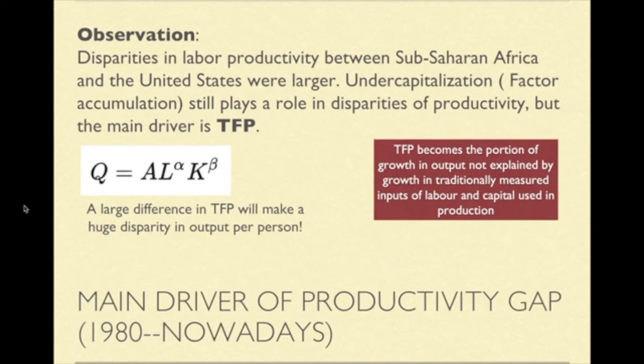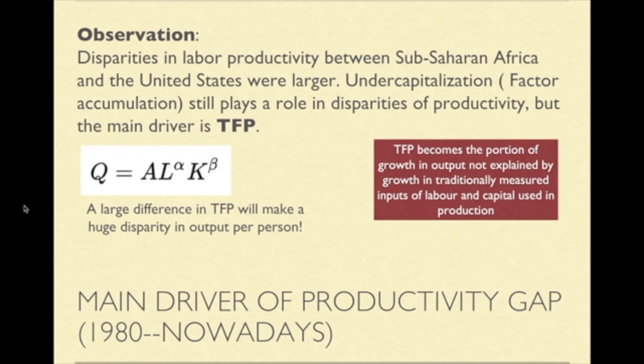And now let's look at the period after the mid-1980s. We have this observation: disparities in labor productivity between sub-Saharan Africa and the United States were larger. Undercapitalization still plays a role in disparities of productivity, but the main driver is now TFP.